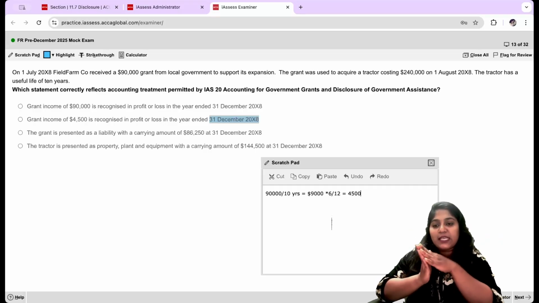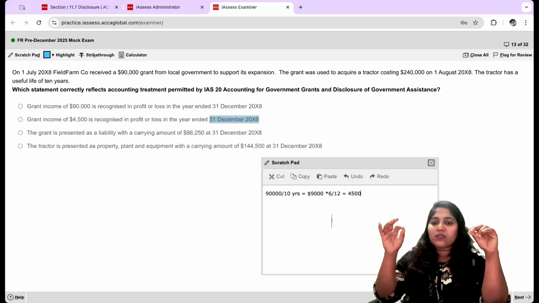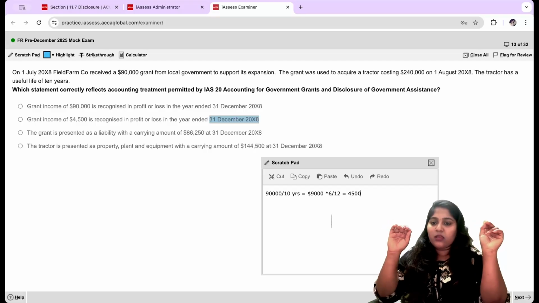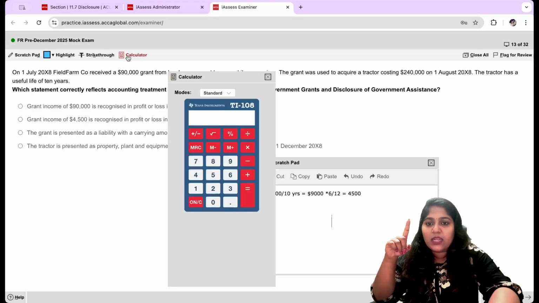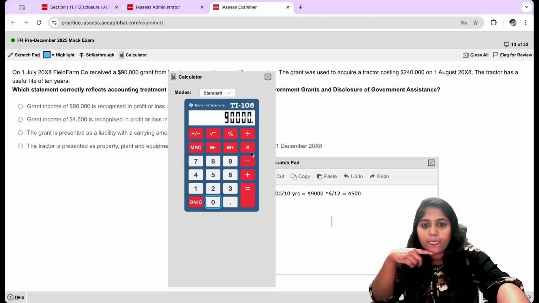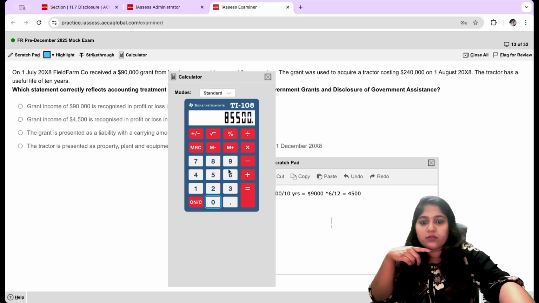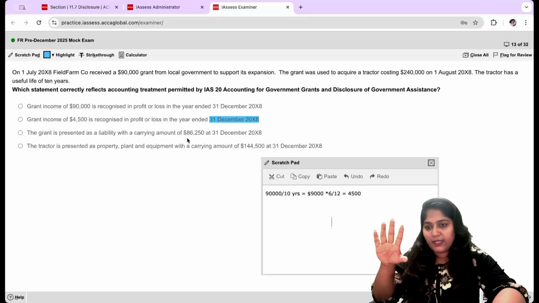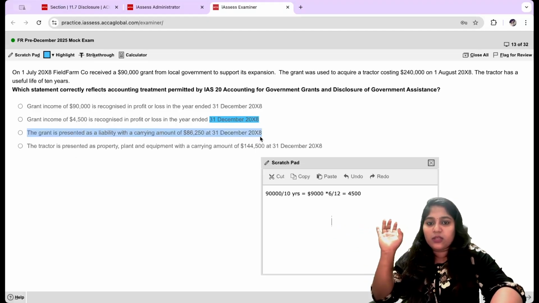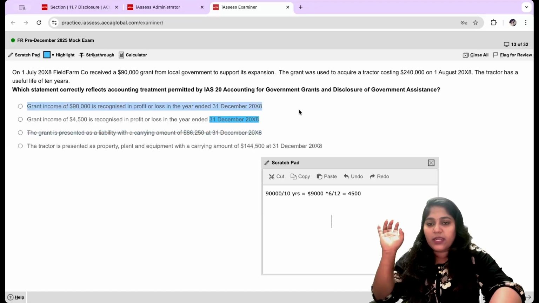But however, let's see option C and D. The grant is presented as a liability with a carrying amount of 86,250. It should be a deferred income, which is a liability. But what should be the balance, guys? The balance should be $90,000. We will go ahead and consider 4,500. The remaining balance liability should be, oh good lord, 4,500. Should have a value of 85,500. But here they are trying to say it is 86,250, which shouldn't be the right answer. So it is not a right answer. Option A is also not the right answer for me.